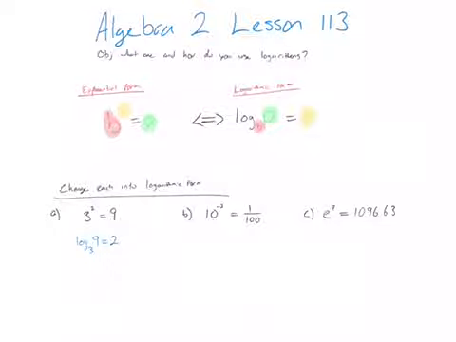Here is another one. This is going to be log base 10 of 1 over 100 is equal to negative 2. So again, that means 10 to the negative 2 power is equal to 1 over 100. This one here is going to be log base e of 1096.63, and technically this is approximately equal to 7.